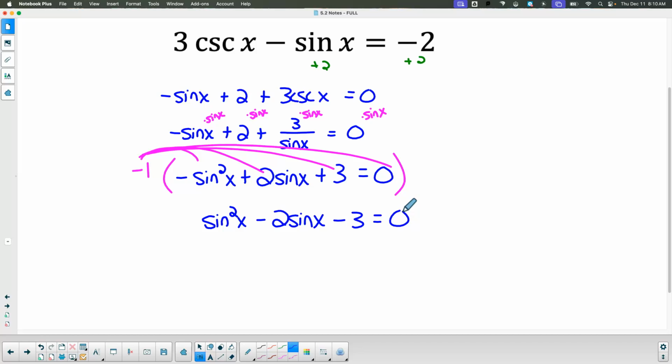Do you have to do it that way, or can you just keep it negative and still factor? You can, but it's goofy because I always like having my squared term be a positive value. But you still can by all means.